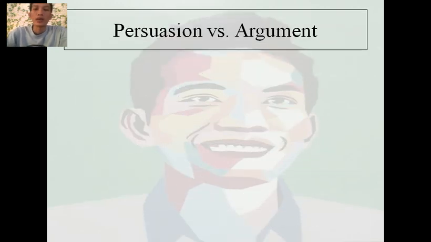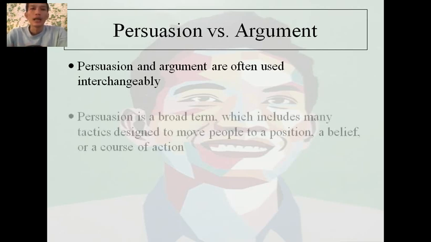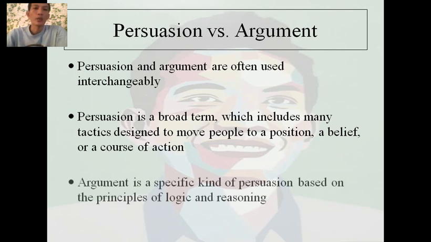And then, what are the differences between persuasive and argumentative? Persuasive and argument are often used interchangeably. Persuasion is a broad term which includes many tactics designed to move people to a position, a belief, or a course of action. But the argument is a specific kind of persuasion based on the principle of logic and reasoning.